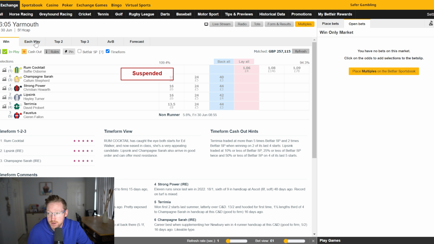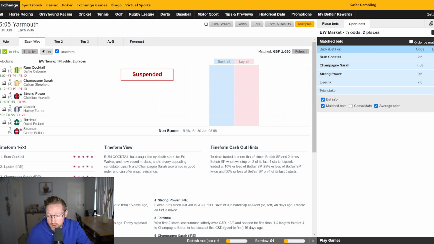So let's go and look at this. We'll go over to the each way market and make sure that's loaded up so you can see it. So Rum Cocktail, I currently won £5 there. So it's £6 on in total. It's actually £12 in total, because if you double that up, it's an each way stake. So it was currently recovering from before. So what I've done was put £6 on, which is actually £12.